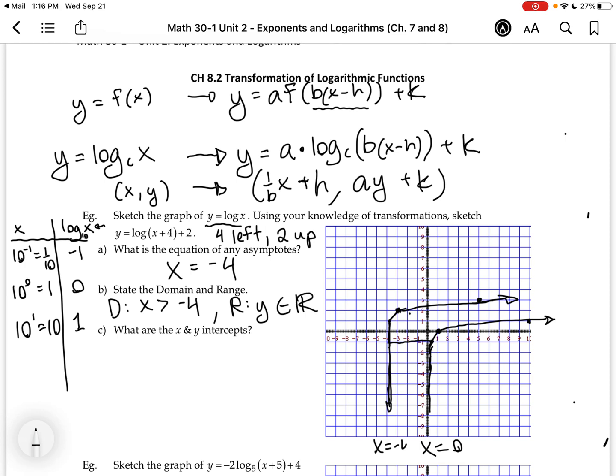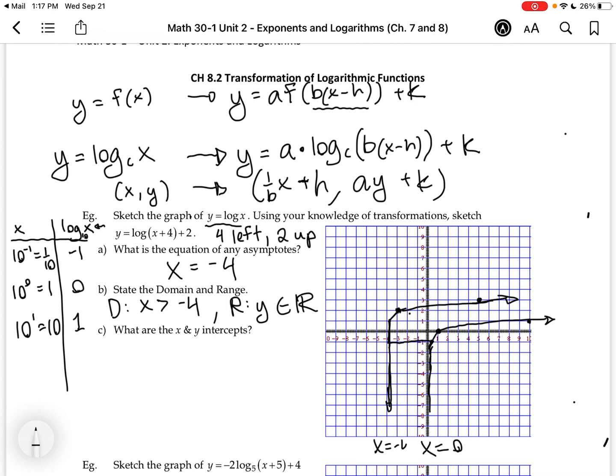Okay, so x and y intercept. So in the base function, the x-axis, the y-axis, the line x equals 0 is an asymptote. So you're actually not going to have any y-intercepts because it's never going to hit the y-axis. But if you transform it and move it around, you might end up seeing that there are some intercepts.